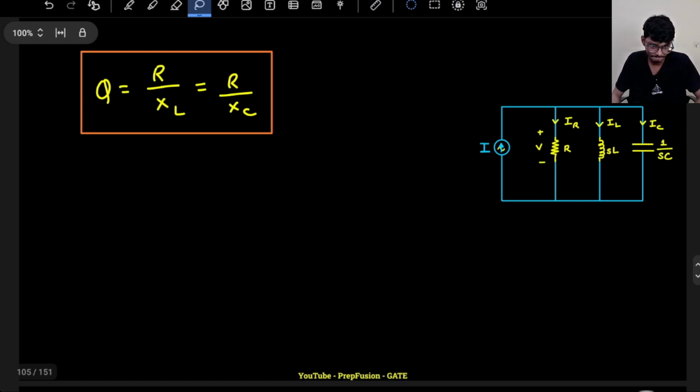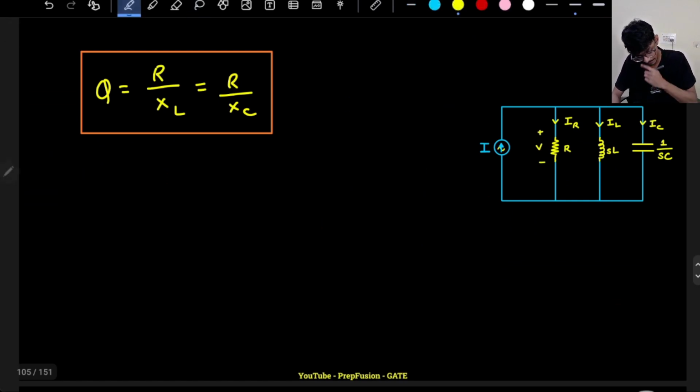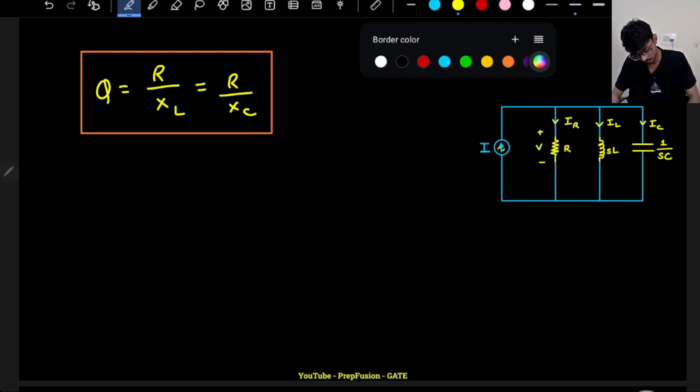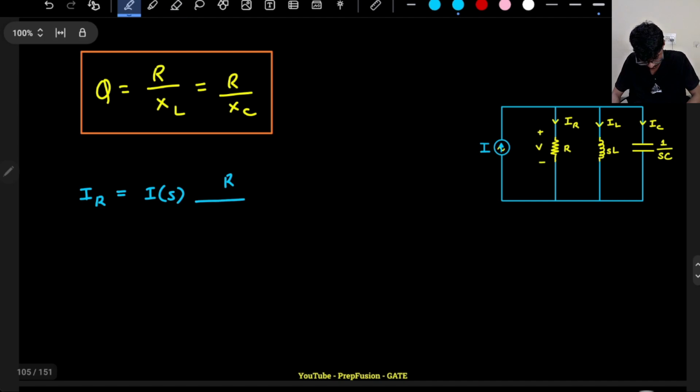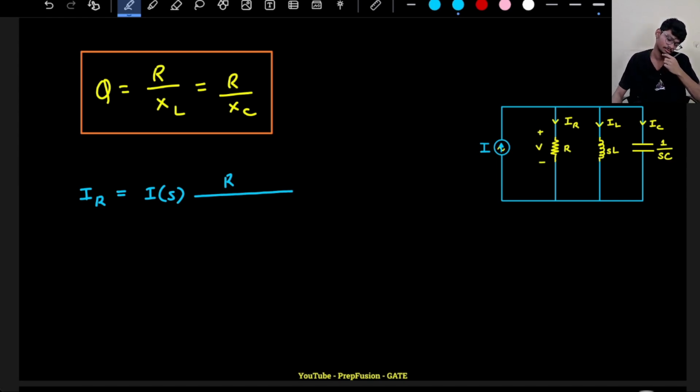Now current division is happening, right? What is my IR? I don't care about the numerator, I just care about the denominator, that is the characteristic equation. So my IR is current division: it is I of S into this R divided by all the other values. Am I correct? I don't think I'm correct, because this voltage is there. Voltage is the same. No, this is not correct.